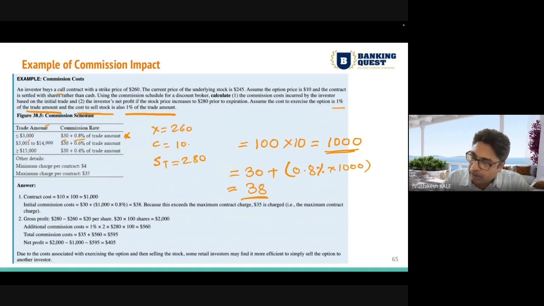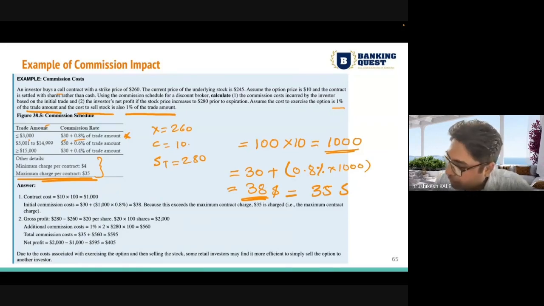But other details are given here. Maximum charges per contract cannot go above $35. So your charges are going to 38, and you need to reduce it to 35. Why? Because there's a maximum limit to it. So now the first answer is done. The commission cost incurred by the investor on the initial trade: on the initial trade, I incurred $35 as a cost.